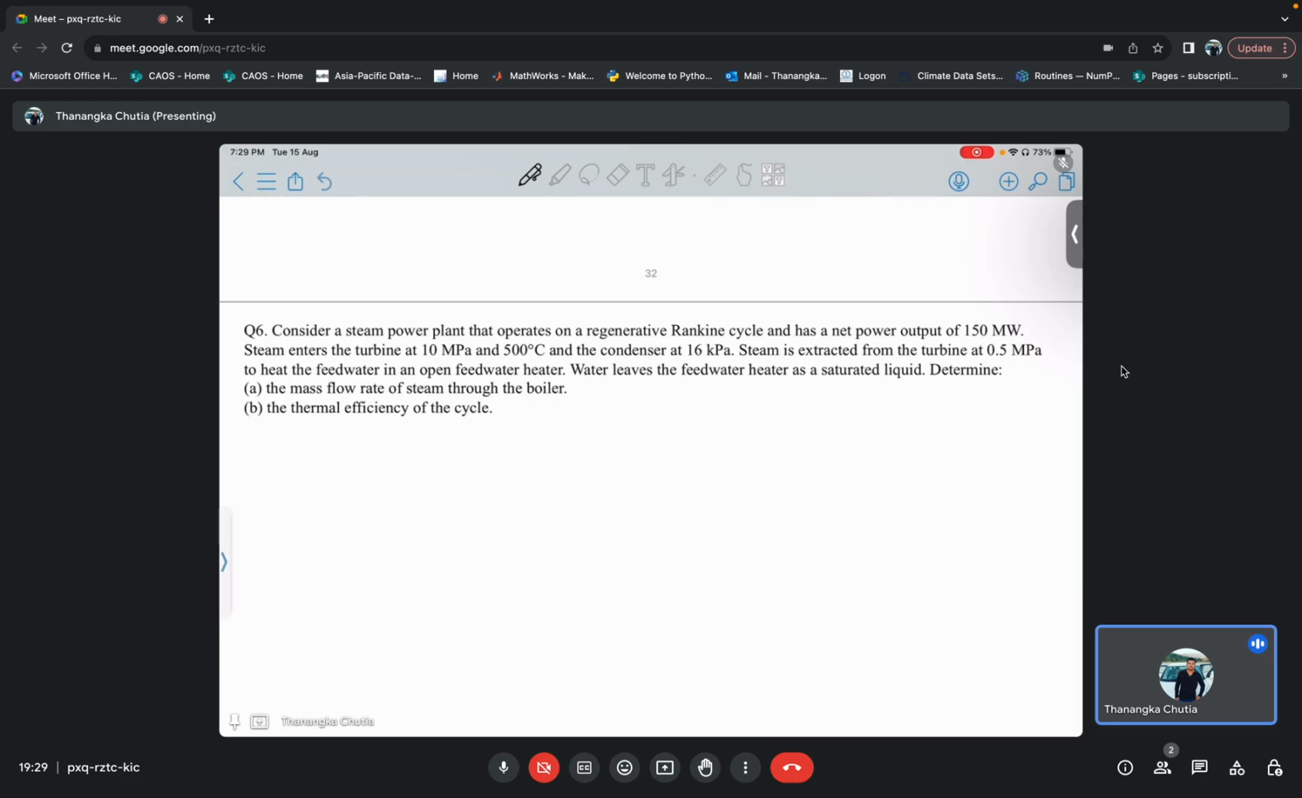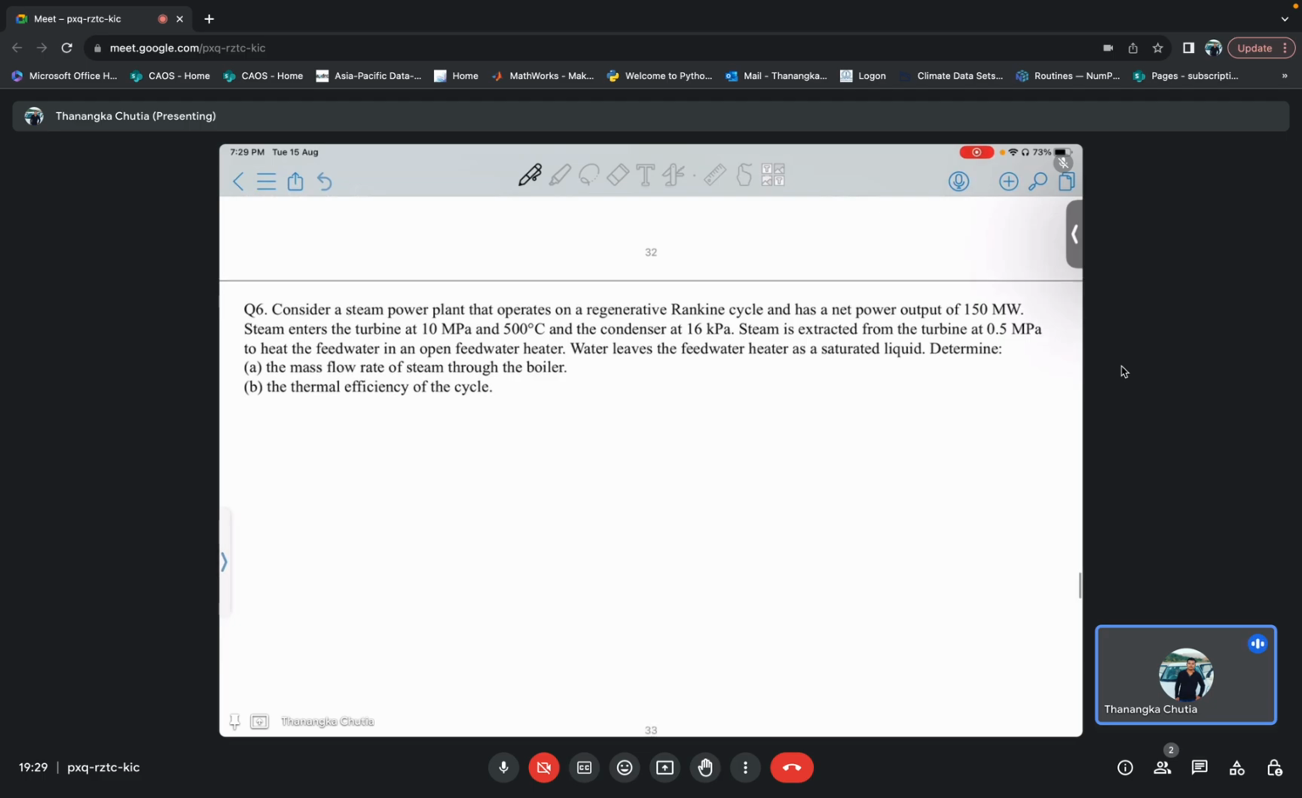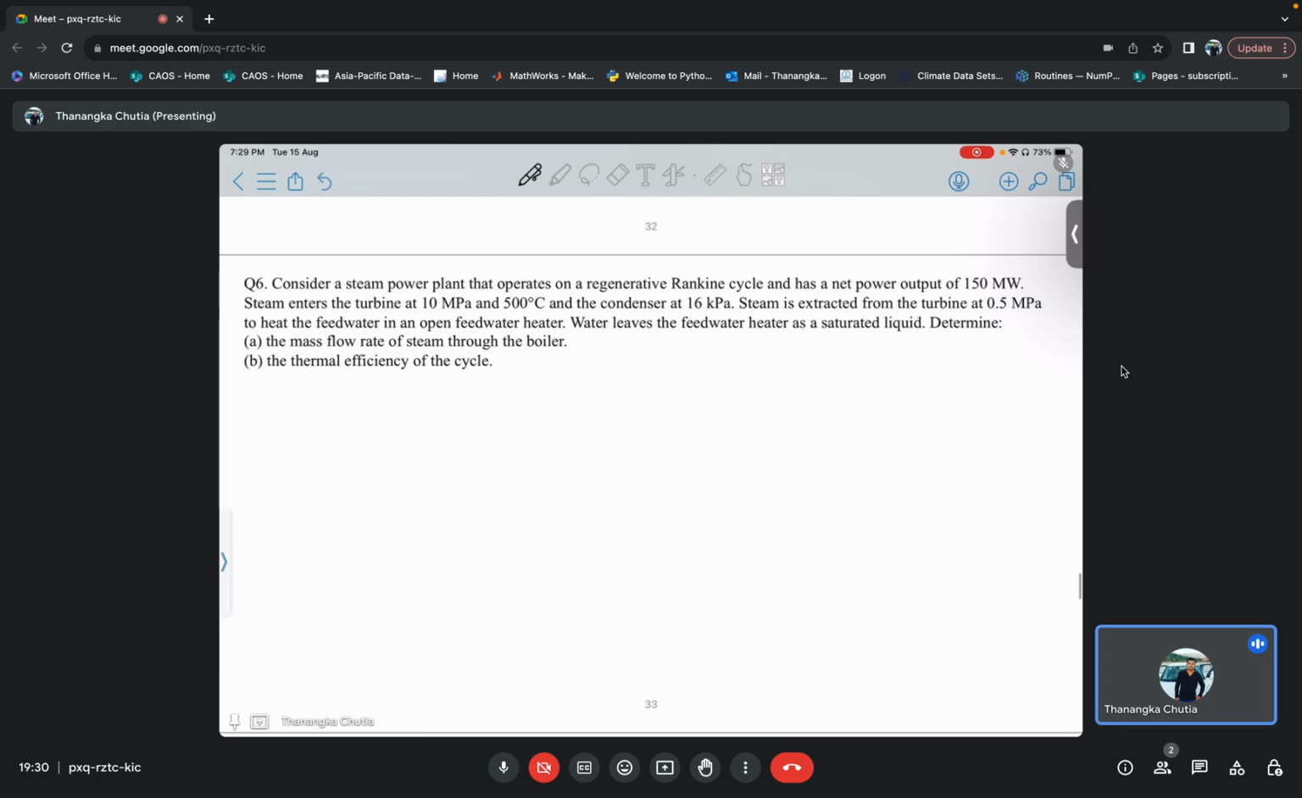So consider a steam power plant that operates on a regenerative Rankine cycle, and a net power output of 150 megawatt is produced. Now steam enters the turbine at 10 megapascal, 500 degrees Celsius, and the condenser at 16 kilopascal. The steam is extracted from the turbine at 0.5 megapascal to heat the feed water in an open feed water heater, and then water leaves the feed water heater as a saturated liquid. Now determine the mass flow rate of the steam through the boiler and the thermal efficiency of the cycle.